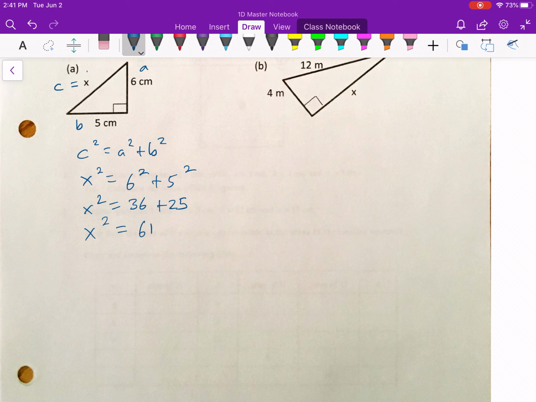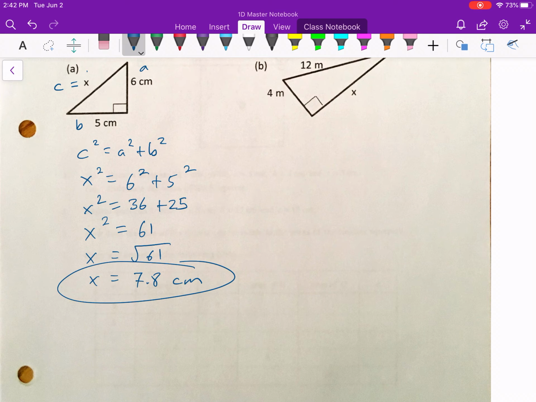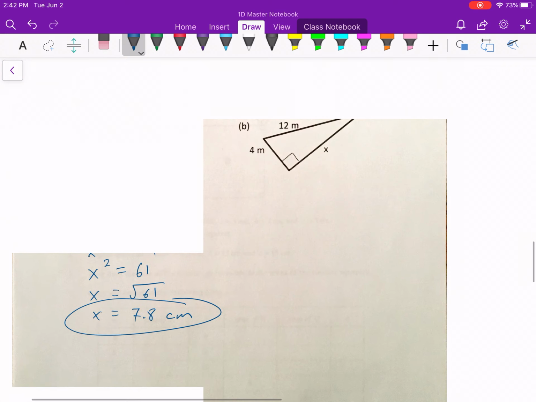And I still don't have x isolated, though. I have to take the square root of each side. So if I square root this, I get x equals the square root of 61, which is about 7.8. And the units will be centimeters, because the units of the other two sides are centimeters, so it's always going to be the same units.